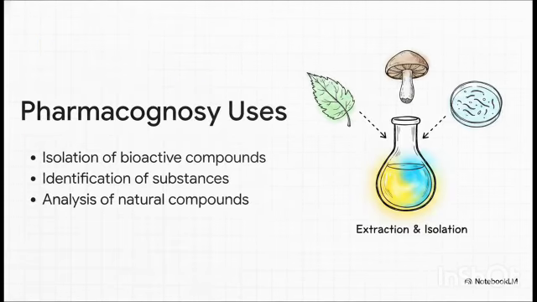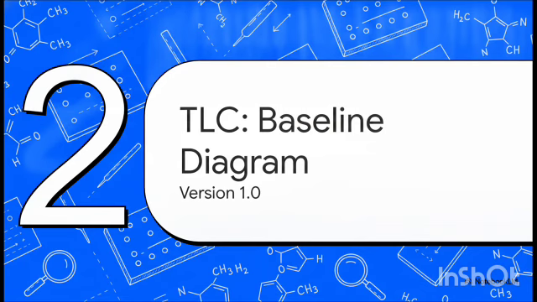And this is exactly why this matters so much in pharmacognosy. It's essentially our primary tool for extracting things like polyphenols, isolating a specific medicinal compound from a natural source like fungi, or identifying unknown substances. Chromatography is literally the starting line for all of it. Moving on to Section 2, TLC, the baseline diagram.